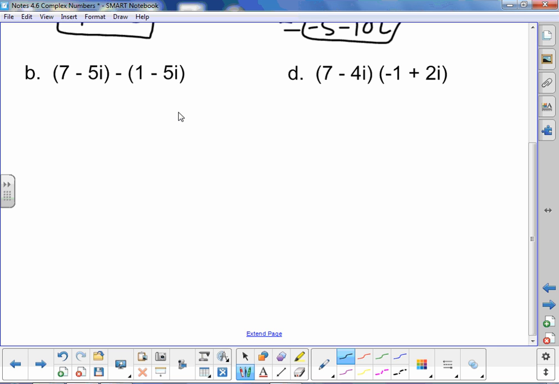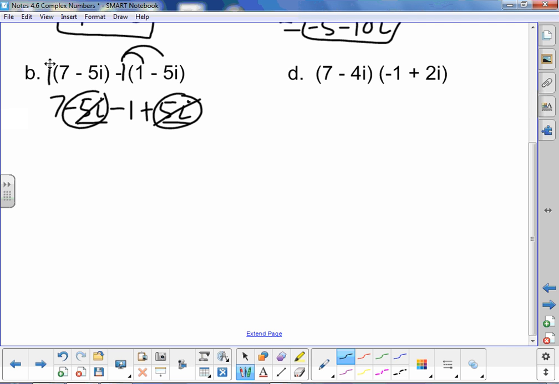Similar to the addition one, you have a 1 in front. You should distribute, so it's 7 minus 5i. Keep in mind this is a negative 1 times a 1, which is a negative 1. Negative 1 times a negative 5i, which is a plus 5i. Now what you're going to do is actually combine these two together. Those are opposites, so actually they're gone. Because if you had a 5x and a negative 5x, they would cancel out. 7 minus 1 is a 6.